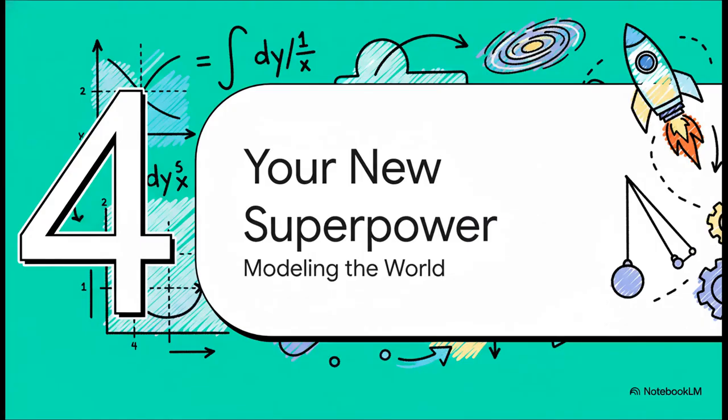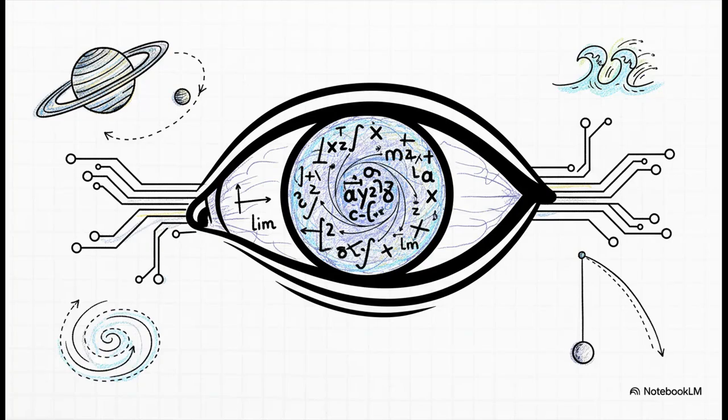Okay, so we've put all the pieces together. We've got the language of calculus, we've got the rules from physics. So what? What does this actually give you? What is this new superpower? Well, it means you've basically gained a superpower. All of a sudden, calculus isn't just some abstract math class you had to suffer through. You can finally see it for what it truly is. It's the underlying operating system that runs physical reality.